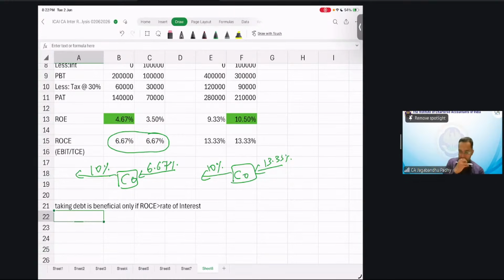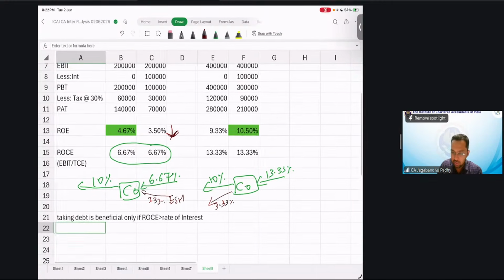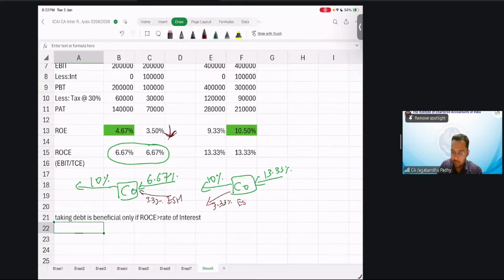Right? So this additional funding of 3.33% comes from the equity shareholders, and therefore the return to equity shareholders gets reduced. Whereas over here, you're earning 13.33% and paying out 10%. So the excess 3.33% goes to equity shareholders. And therefore, you find that equity shareholders have a higher return as compared to the other company.